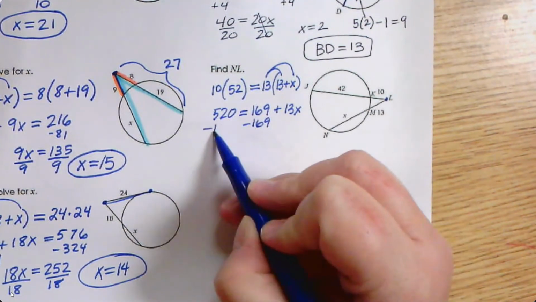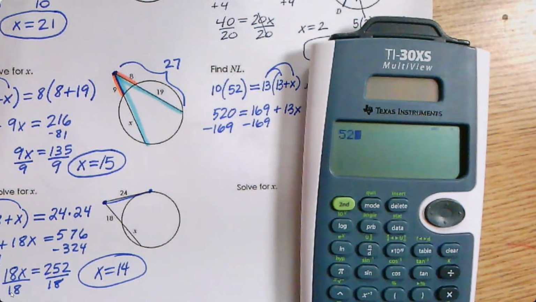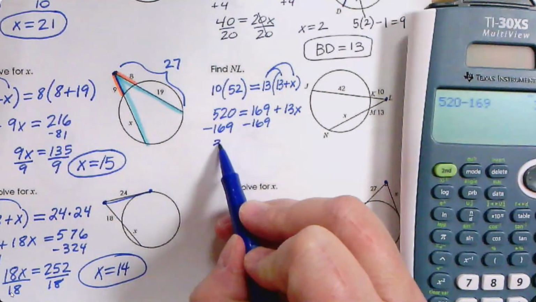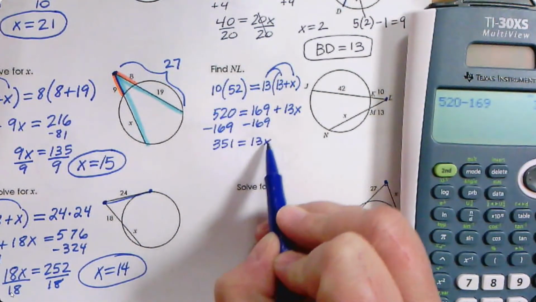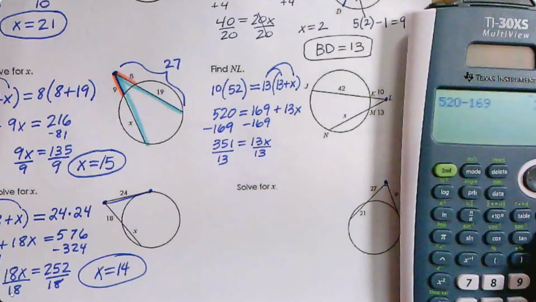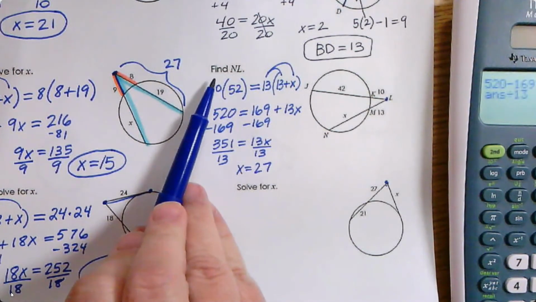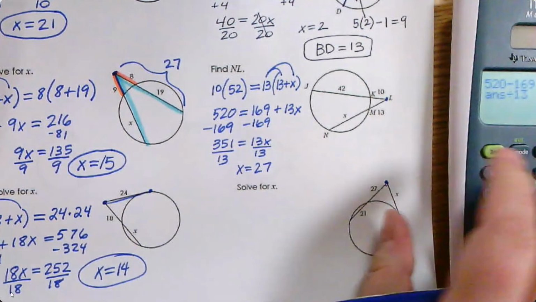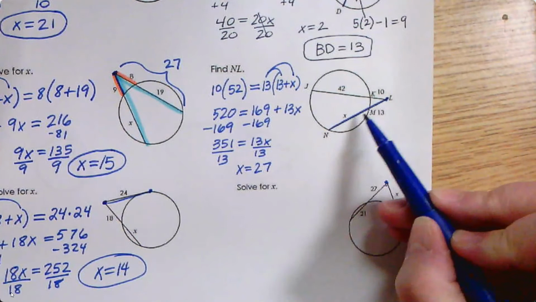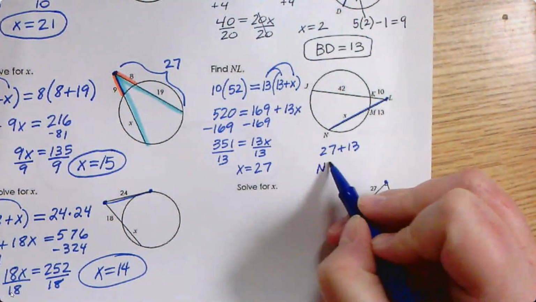So I'm getting x alone. 520 minus 169 is 351. And you get x is 27. Now remember, we weren't done because that's not what we were asked for. We need the length of NL. NL is this entire segment, x plus 13. So that's 27 plus 13, which means NL is 40.